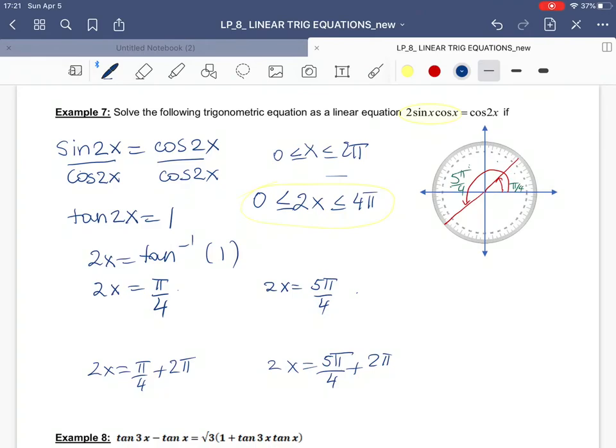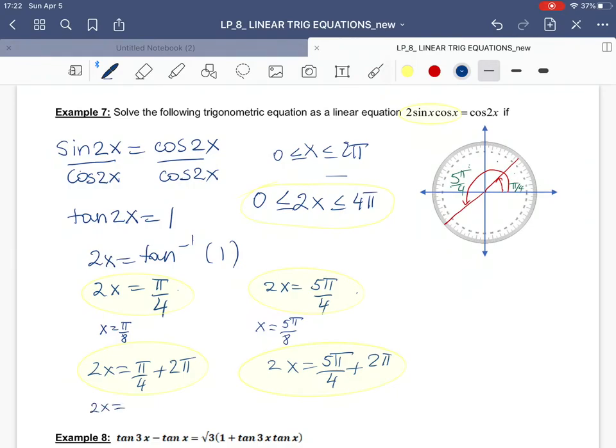So all we have to do now is solve for x in each equation. So it seems that right now we have a handful of solutions. So one here, and then a second, a third, and a fourth. So we need to solve for x. Okay, so back to our answer. So we have x equals pi over 8, or x equals 5 pi over 8.